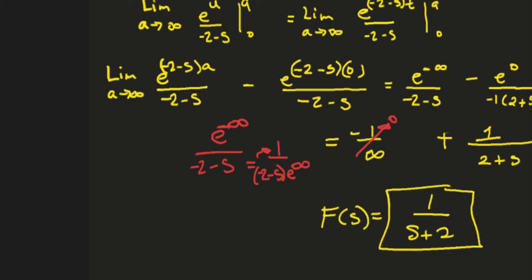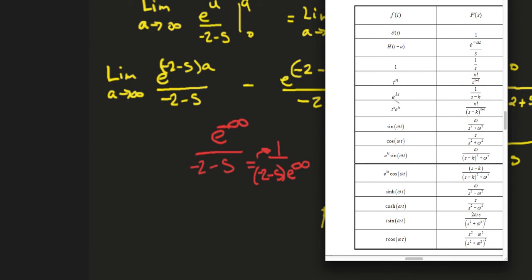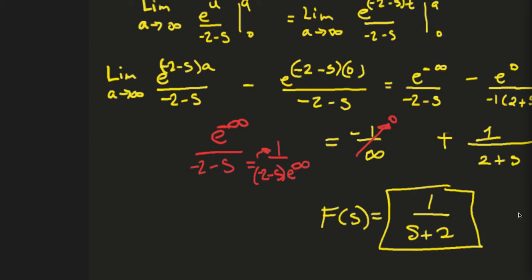Remember the chart, for those of you that forgot, e to the kt, k was negative 2, we'd plug in a negative 2, s minus negative 2 is s plus 2. And that's what we got.